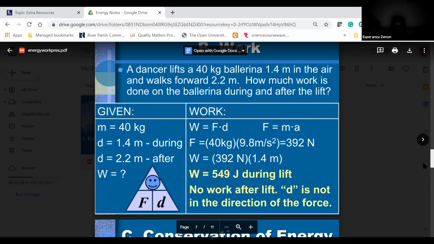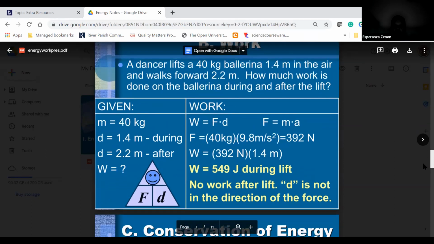Here's another example. And I like this one because it gets into that whole idea of force and distance being in the same direction. It says a dancer lifts a 40-kilogram ballerina 1.4 meters in the air and walks forward 2.2 meters. How much work is done on the ballerina during and after the lift? So we have the mass involved for the ballerina. We have the distance during the lift and the distance that they walk forward after the lift. And so they want us to find the work being done in each instance.